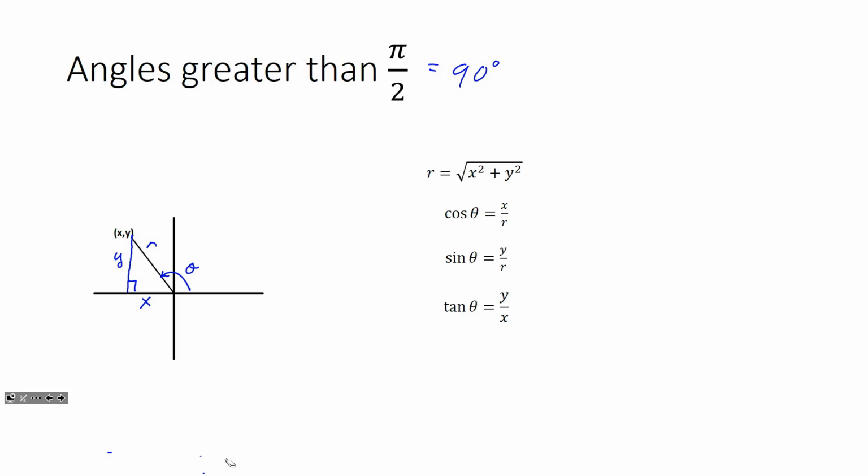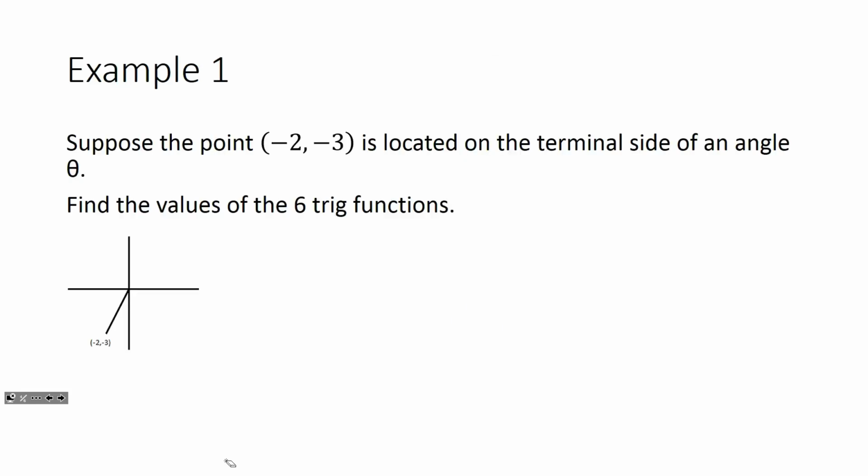Okay, so we're going to use those, and let's do a concrete example, something I always like to do with anything I'm teaching. Here we have a point which is in quadrant 3. Both values are negative, negative 2 and negative 3. Let's work out the value of r. R will equal the square root of x squared plus y squared. So that will equal the square root of 4 plus 9, or the square root of 13.